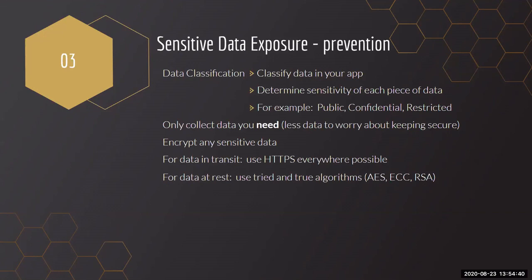For data at rest, use tried and true algorithms. Don't use the newest, cutting-edge encryption algorithm or cipher that hasn't been well tested or peer reviewed in the industry. Use something that's been around a while, that's been really heavily tested and peer reviewed. AES is Advanced Encryption Standard, and ECC is Elliptic Curve Cryptography. RSA, I don't remember what that one stands for. It's the last names of the three people who invented it, and that was back in the 90s, so it's been around a very long time too. But those are the three you want to look for if you're using encryption. There are many different types though. This is not an inclusive set.